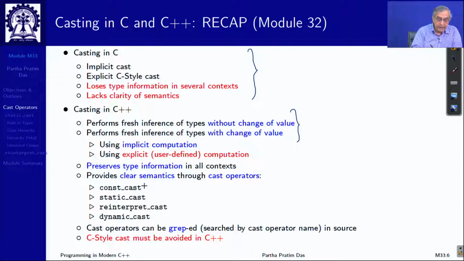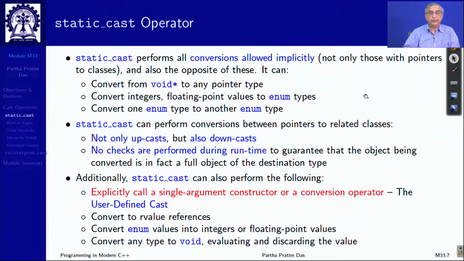So, we have seen the const cast. Today, we are going to discuss static cast and reinterpret cast with the specific context in which they are useful. We start with the static cast operator, which in a way is a common kind of C equivalent casting in C++, and can perform all conversions that are allowed implicitly. So, if something is allowed implicitly, you can write a specific typecast operator in that place. We will see examples.